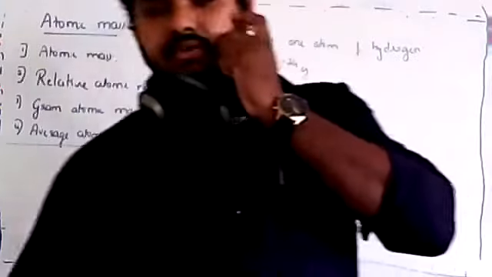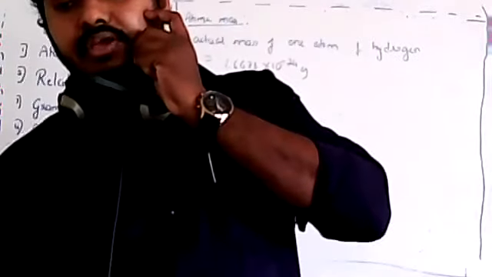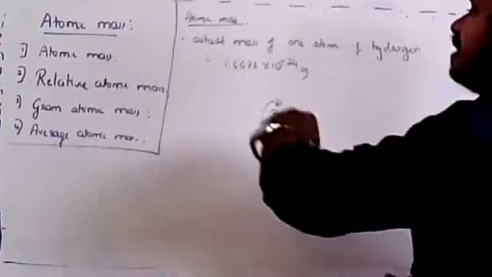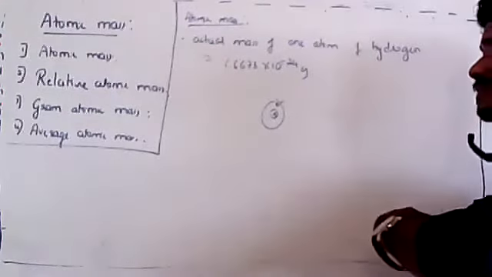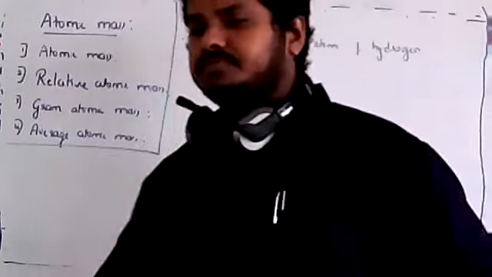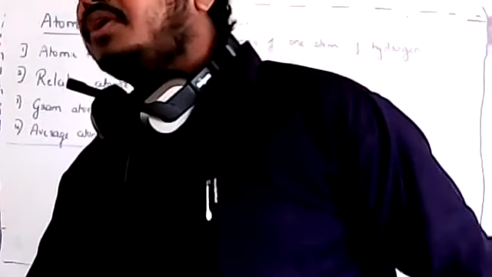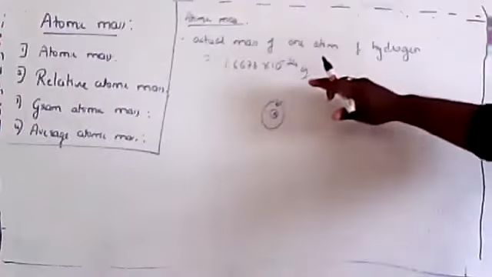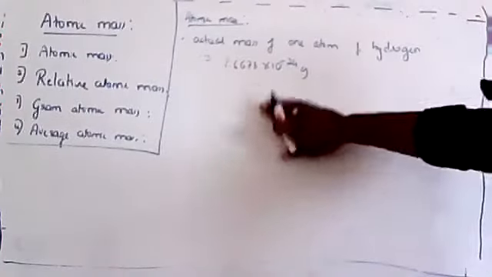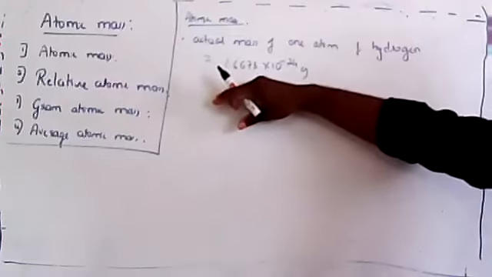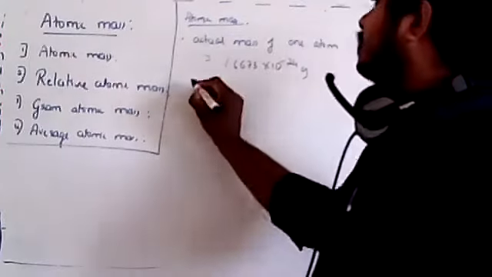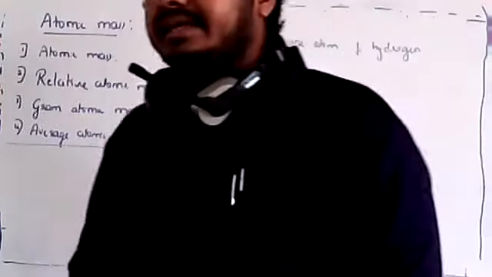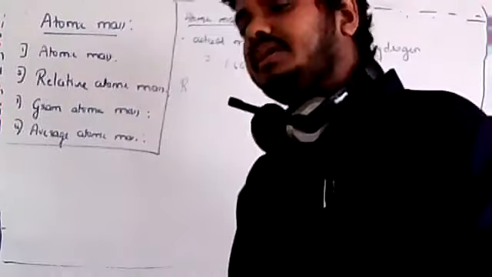So that's the reason we can go for a relative atomic mass now, which relates the masses between the different atoms. For our convenience, we can use the relative atomic mass instead of the actual atomic mass. So what do you mean by relative atomic mass? It is something where you relate the mass of an atom compared to the other atom.